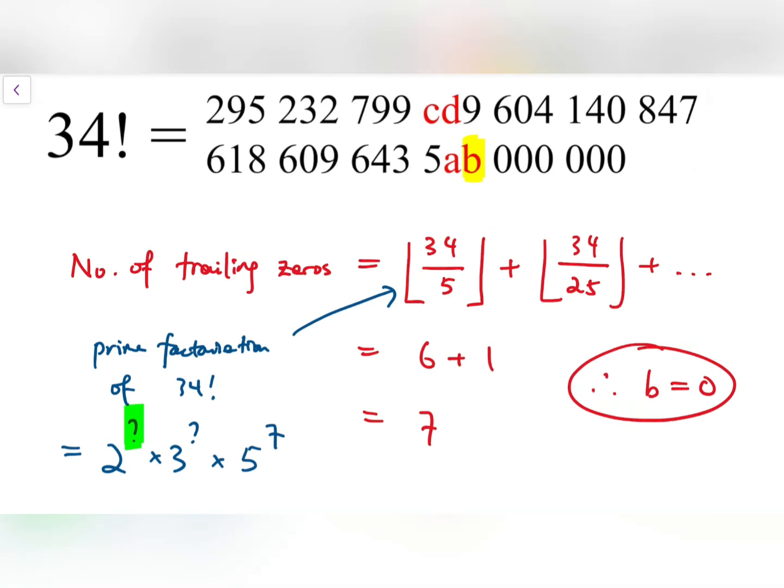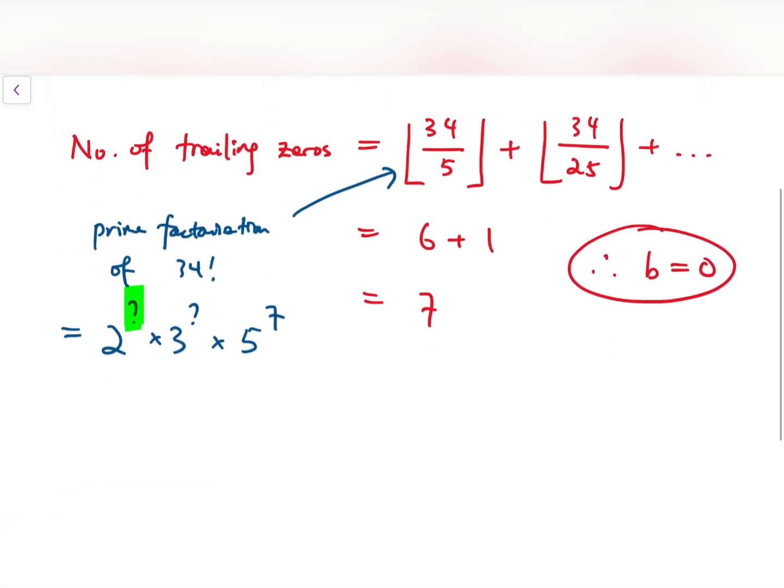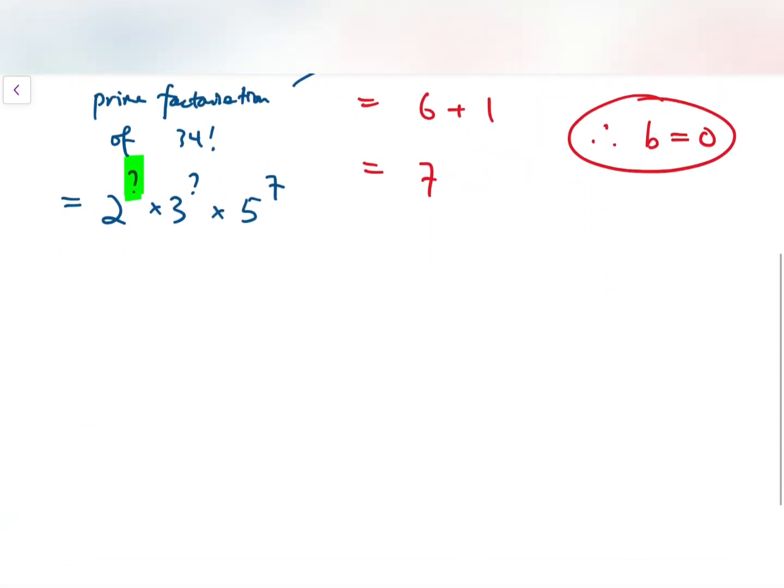The next thing I would like to calculate would be the digit A. That's over here. That can be achieved by looking at the number 34 factorial divided by 10 to the power 7. As in, what happens if we ignore all the zeros? So, 34 factorial divided by 10 to the power 7.